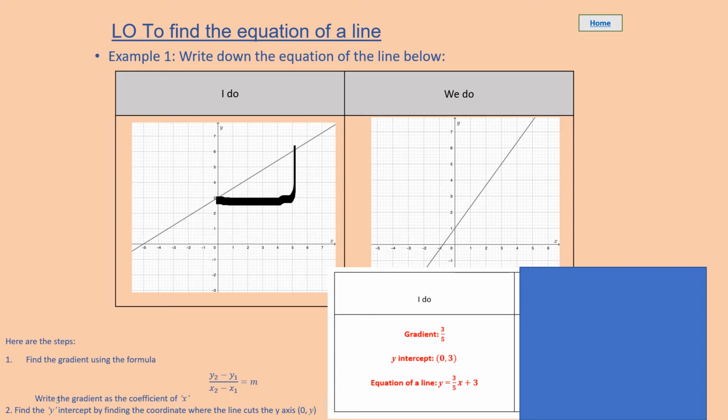My y-intercept is going to be where it crosses the y-axis. So let's have a look at that. Where it crosses the y-axis is here. So my y-intercept is (0, 3). So the equation of this line is y equals 3/5 of x plus 3. Pause the video and have a go at the we do.